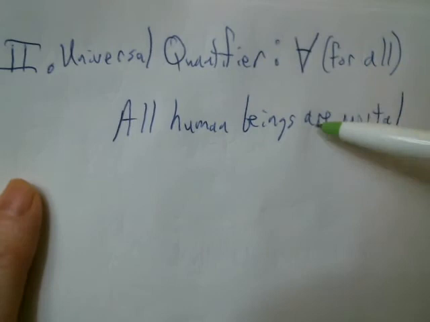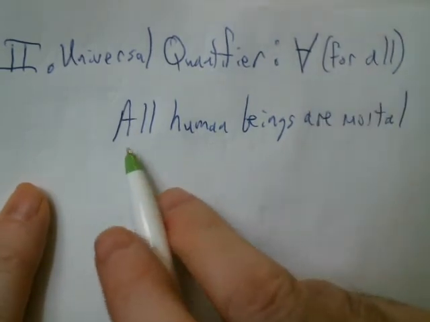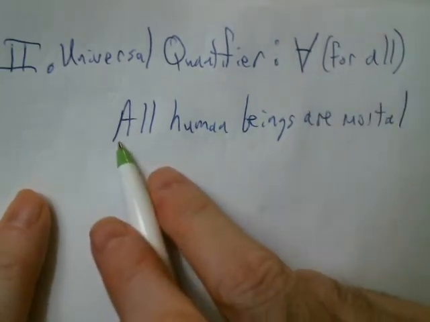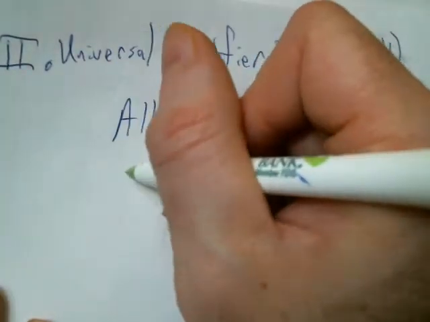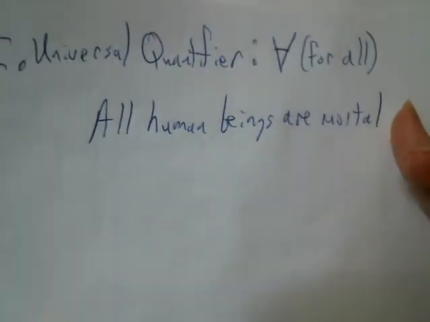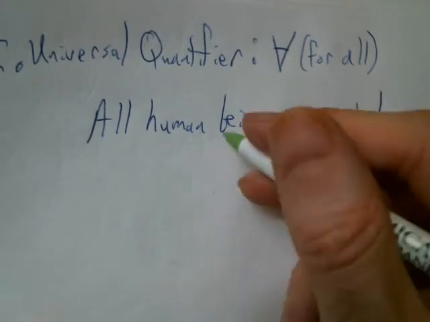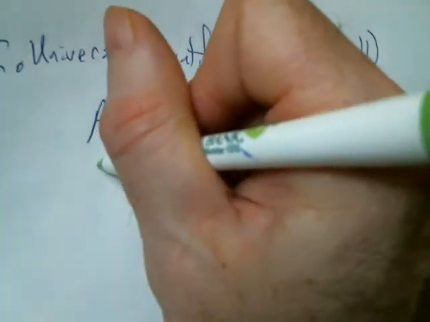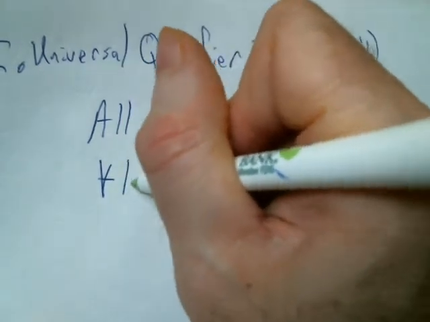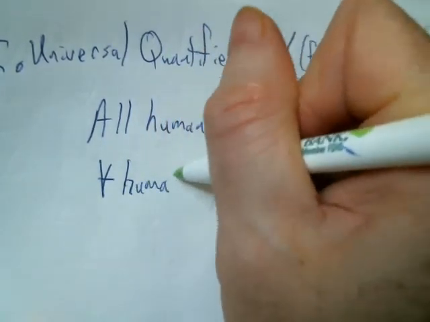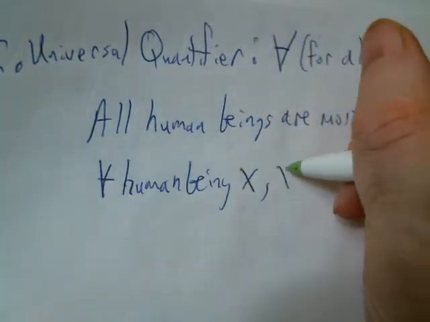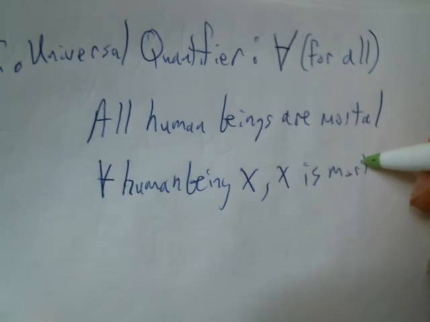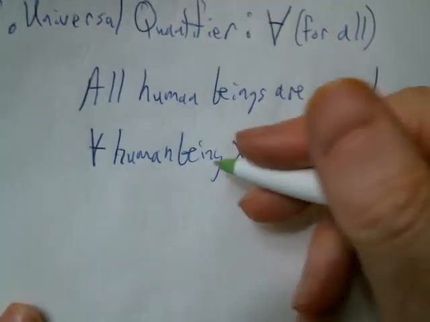It's a variable statement. You don't know which human being they're talking about. But if you put a quantifier in front and you're saying all human beings, then all of a sudden it becomes a statement that's either true or false. This will be the very informal way of writing a universal statement. But then we're going to turn this into symbols. So we can say for all human beings x, x is mortal.